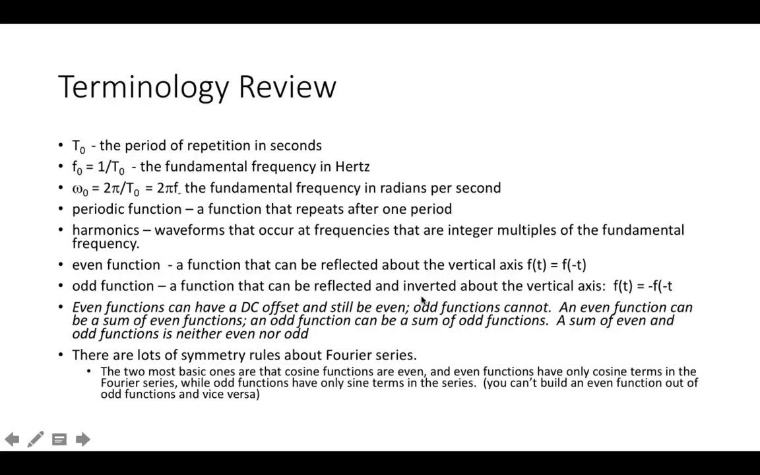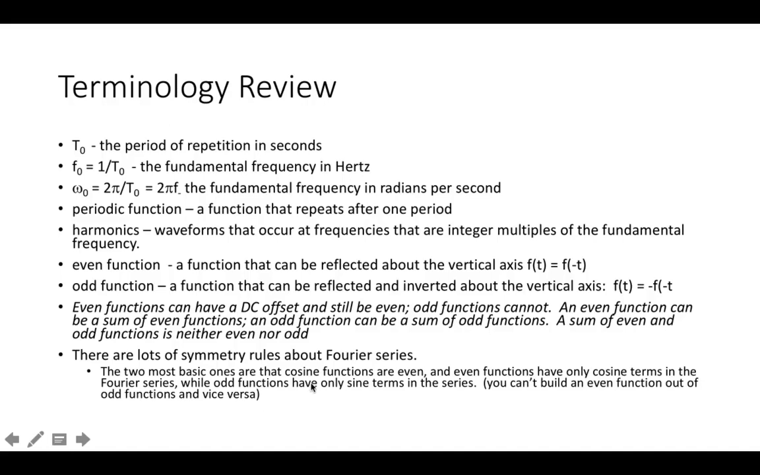Even functions can have a DC offset and still be even. Odd functions cannot, so you will never see a DC term in an odd function. An even function can be a sum of even functions. An odd function can be a sum of odd functions. If you sum even and odd functions together, it is neither even nor odd.